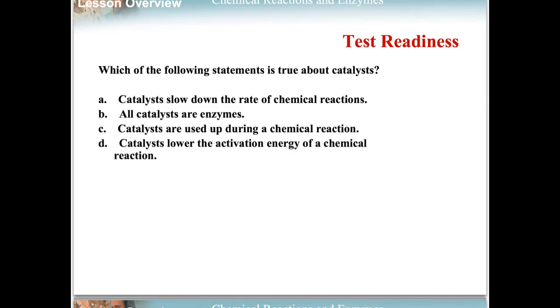Which of the following statements is true about catalysts? A. Do catalysts slow down the rate of chemical reactions? B. Are all catalysts enzymes? C. Are catalysts used up during a chemical reaction? D. Do catalysts lower the activation energy? If you chose answer D, you're ready for the test.